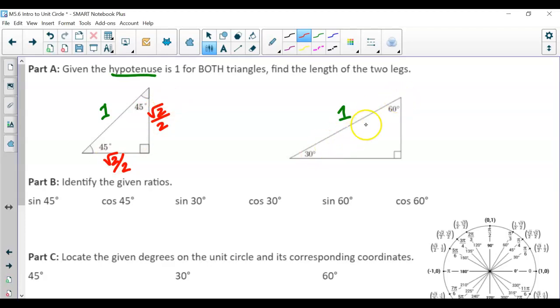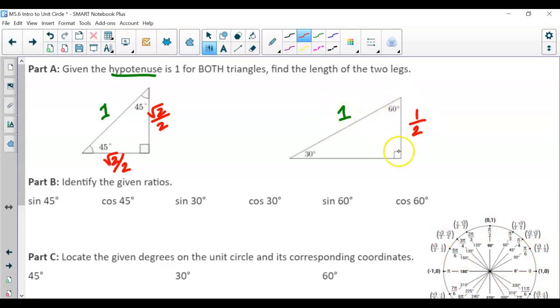Then if the hypotenuse is 1, then remember the short leg is half of that. So that's just 1/2 or 0.5. But notice we're dealing with fractions in the unit circle, so we're going to leave it 1/2. Then the short leg is half the hypotenuse.